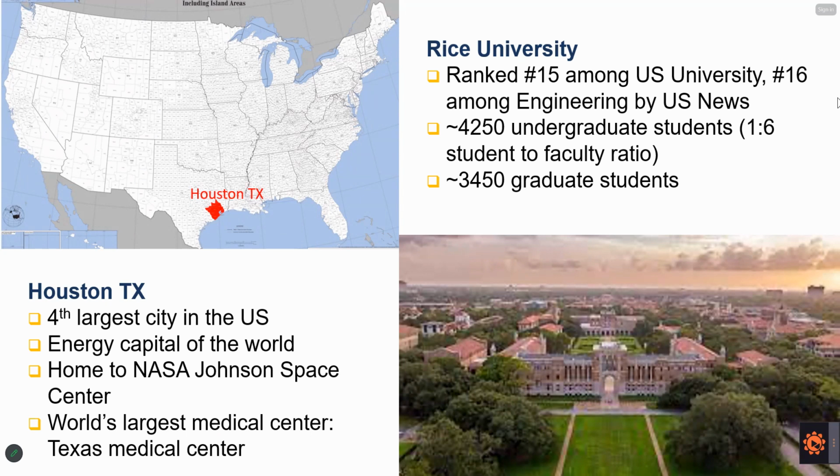We are a fairly small private university in the US, well-ranked, but very small. We have just a little bit over 4,000 undergraduate students and 3,000 graduate students. So it's a research intensive university, so a very strong engineering program.